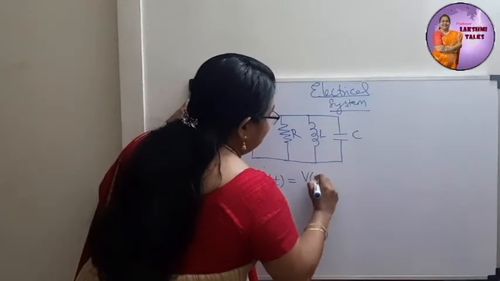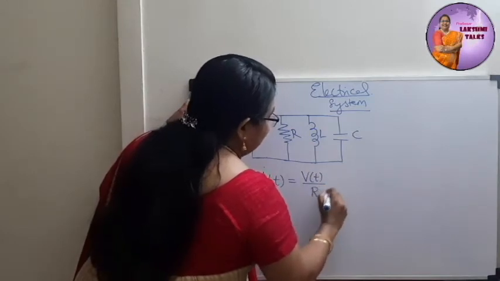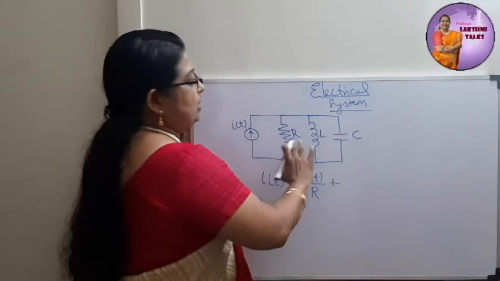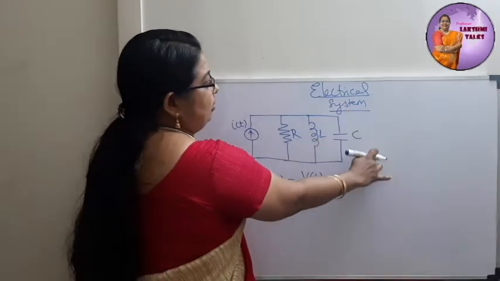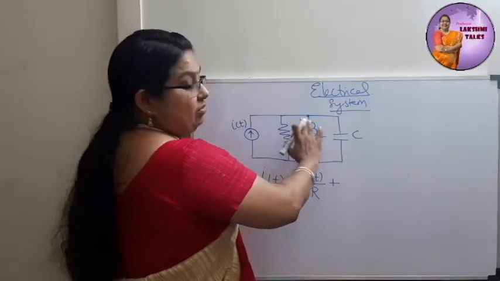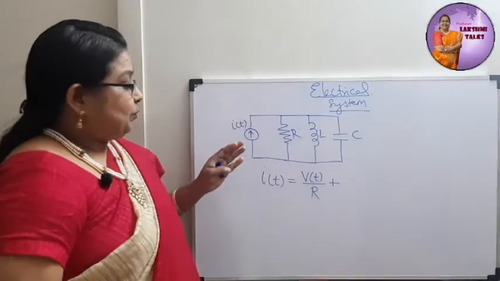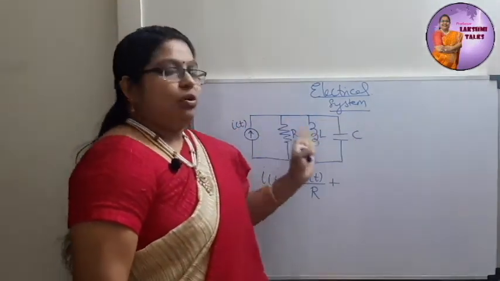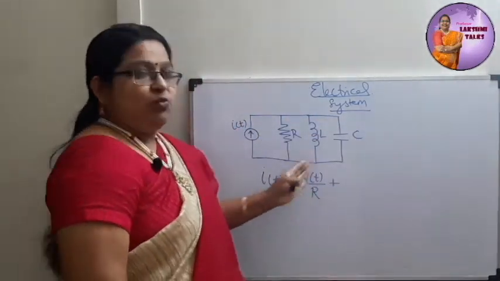Right? Now what is the current that is flowing through resistor? It will be V of t by R. What is this V of t? V of t is the voltage across all the three elements. Since the three elements are connected in parallel, the voltage across all the three elements will be the same, and that is V of t.